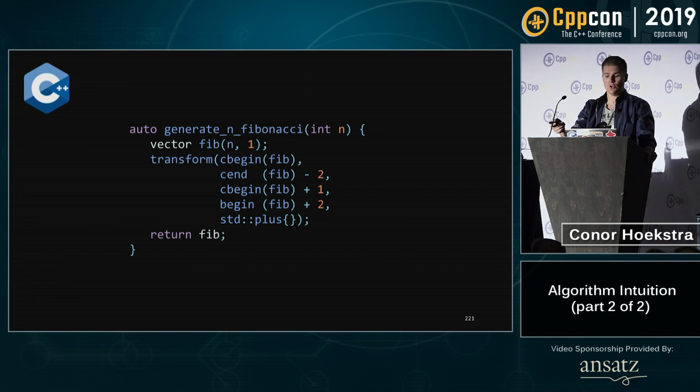At C++Now 2019, several months ago, I was talking with Ben Dean, and without him having seen my talk, he mentioned, have you seen the code, or did you know that you can generate Fibonacci numbers with adjacent difference?